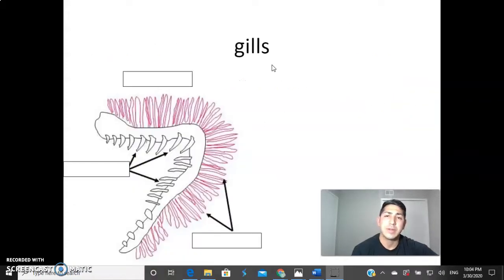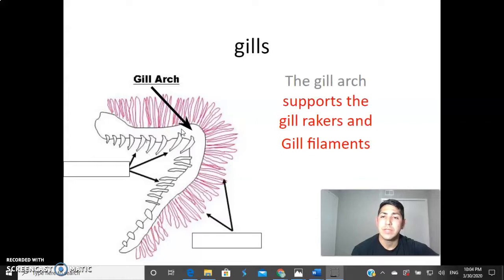Alright, so we're going to learn a little bit about gills. This is more when we're going to be talking about bony fish, but it's important to cover it now because we're discussing sharks. So this is a gill structure right here on the left, and the first thing we're going to discuss is the support of it, which is the gill arch. So the gill arch supports the gill rakers and the gill filaments, and that's this portion right here.